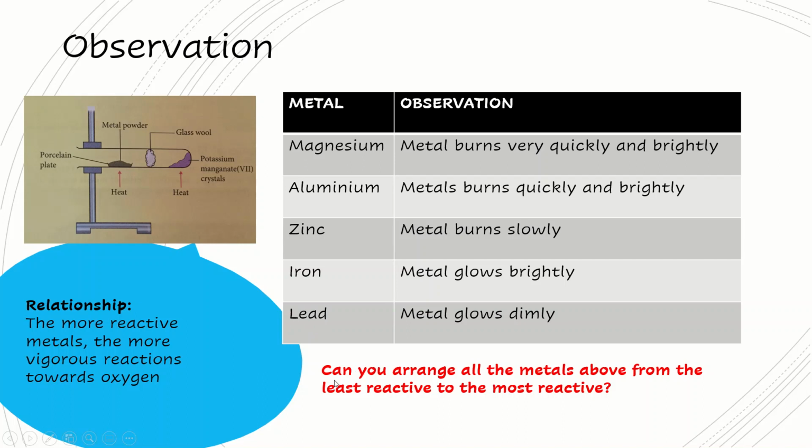Okay, my question, can you arrange all the metals above from the least reactive to the most reactive? Boleh tak you susun semua metal-metal ni daripada kurang reaktif ke paling reaktif? So yang kurang reaktif, yang paling tidak reaktif lah adalah lead, followed by iron, zinc, aluminium and magnesium. Magnesium adalah yang paling reaktif. So itulah caranya kalau kita nak construct reactivity series of metals. Kita kena buatlah eksperimen metals bertindak balas dengan oksigen.